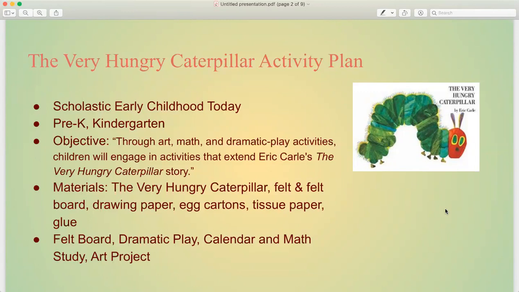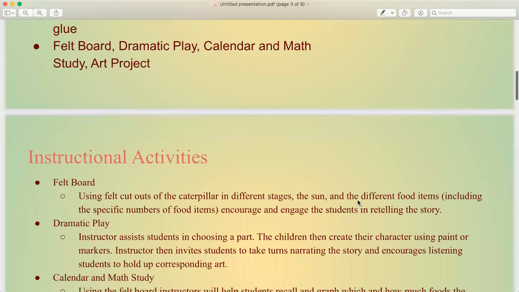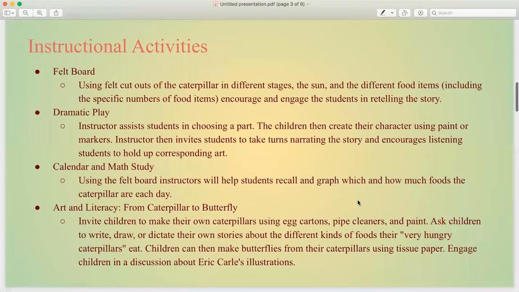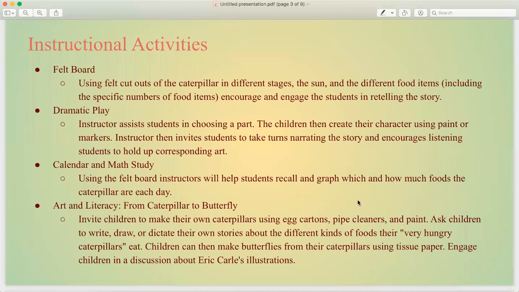Felt board, which is usually done in a large group circle time, dramatic play, calendar and math study, and an art project that draws on early literacy a bit. So the original lesson, the felt board, just uses cutouts, and the students are supposed to engage in retelling the story. The dramatic play is sort of an art and dramatic play. They create their characters, and then students take turns narrating the story, and the children need to practice their listening skills to hold up the corresponding art.